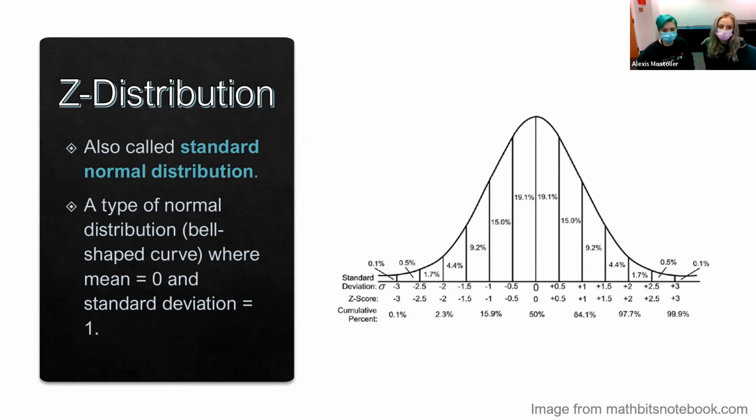And then another thing about the Z distribution is that it's symmetrical. So anything that happens on the left side of the mean is going to be mirrored on the right side. So all of the data that falls below a Z-score of -1 is going to be the same percentage as the data points that fall above a standard deviation of +1, a Z-score of +1.